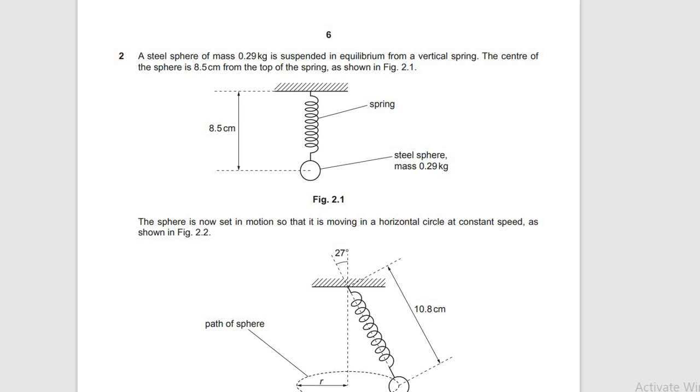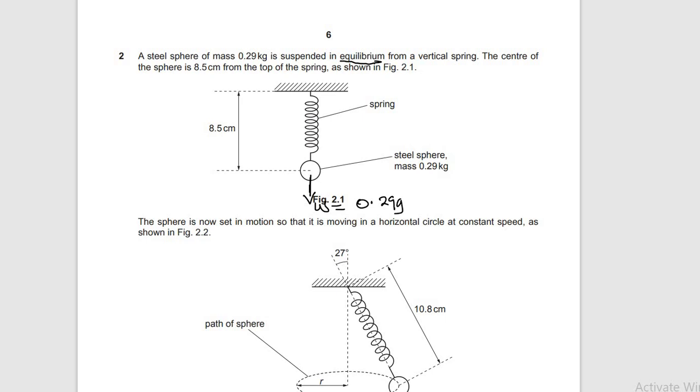Now we have a steel sphere of mass 0.2 kg. The mass of this sphere is 0.2 kg. So the weight of the sphere is W equal to mg. That's 0.2 g. That's the weight of the sphere. It's suspended in equilibrium. The mass is held in equilibrium on a vertical spring.